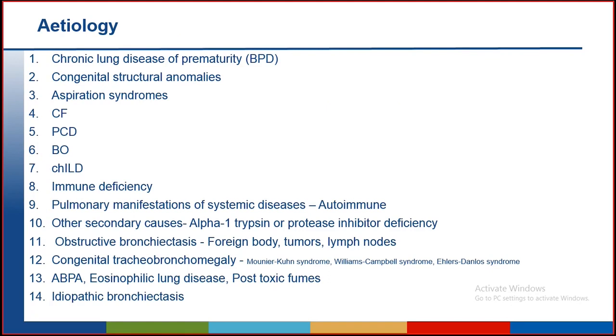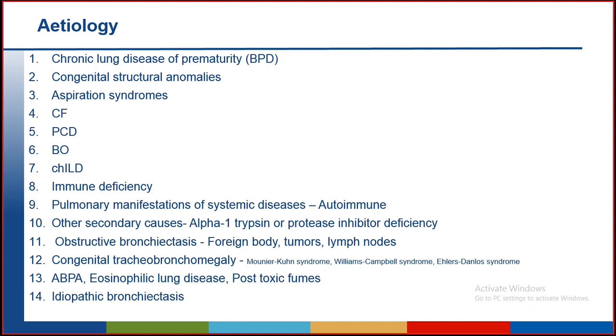I'm using the same term because that's the term that we are using. But most importantly, just keep in mind, we have to have a specific diagnosis as much as possible, especially if you are dealing with a case in the exam. So it may be chronic lung disease of prematurity, the BPD, or congenital structural anomalies, aspiration syndrome, cystic fibrosis, primary ciliary dyskinesia, bronchiolitis obliterans, childhood interstitial lung diseases, immune deficiency disorders, and some pulmonary manifestations of systemic diseases.